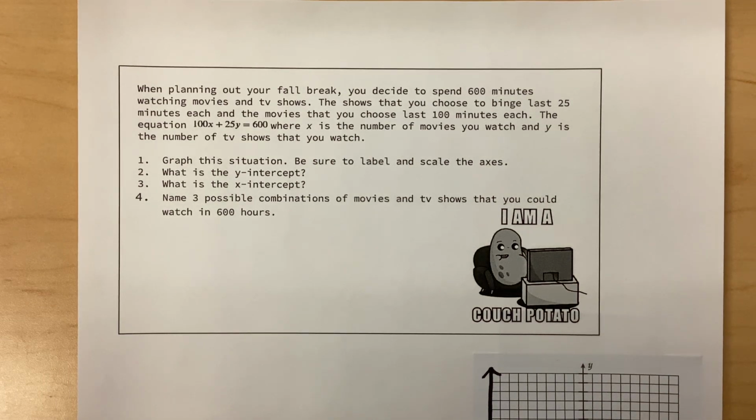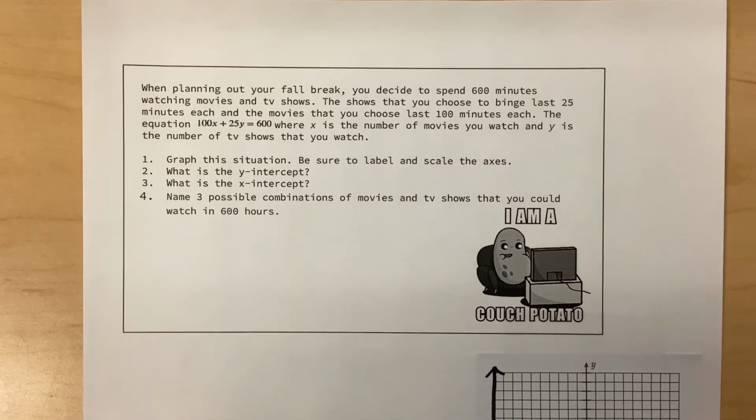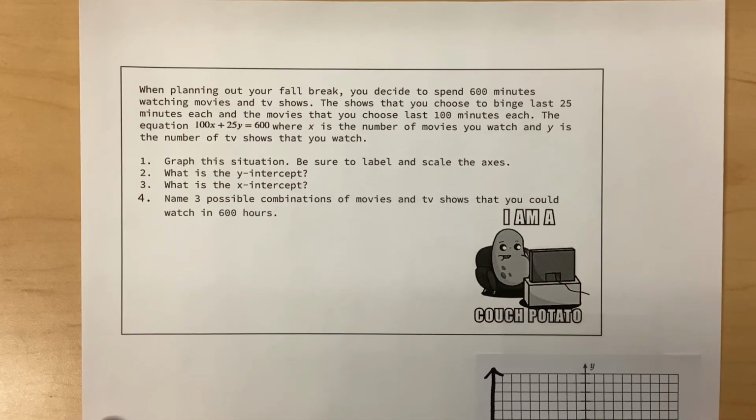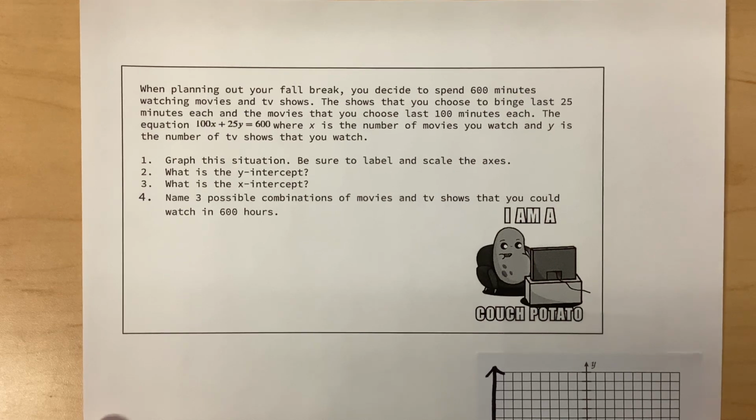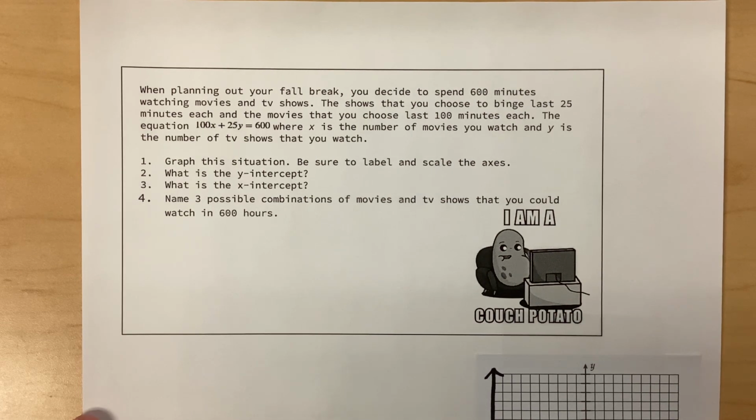So it says, when planning out your fall break, you decide to spend 600 minutes watching movies and TV shows. The shows that you choose to binge last 25 minutes each, and the movies that you choose last 100 minutes each. The equation 100x plus 25y equals 600, where x is the number of movies you watch and y is the number of TV shows you watch. All right, so graph the situation, be sure to label and scale the axes.